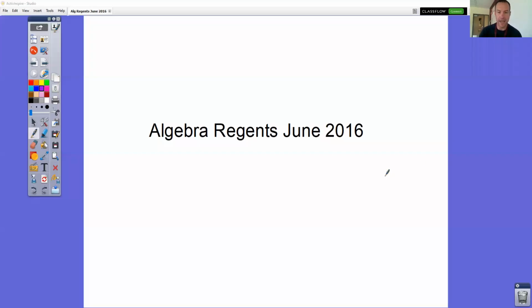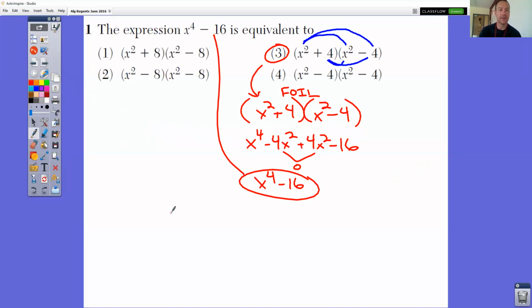These are the answers to the Algebra Regents June 2016 multiple choice. So when we take a look at question number one, the expression x to the fourth power minus 16 is equivalent to which of the following? Well, the correct answer is this third one. Here's why it's the third one.